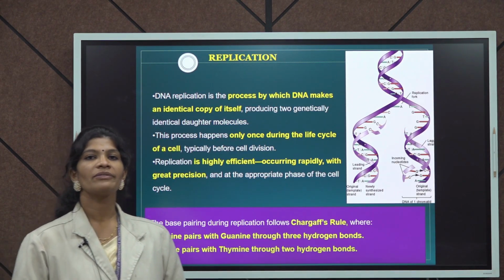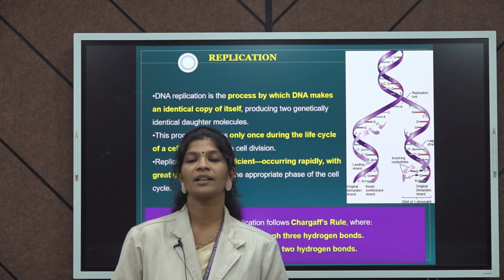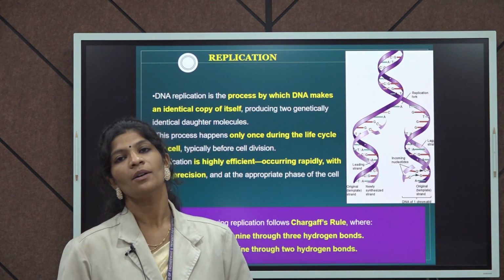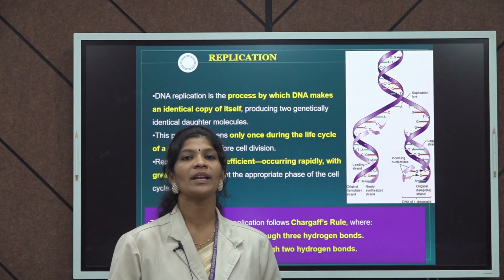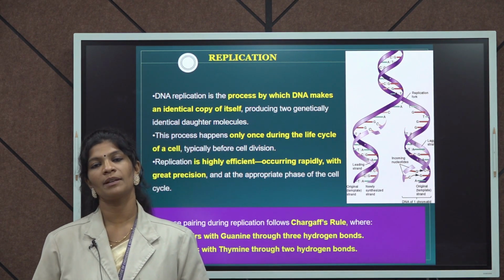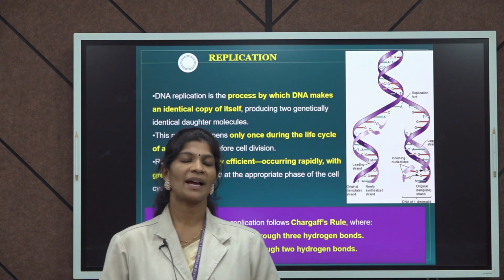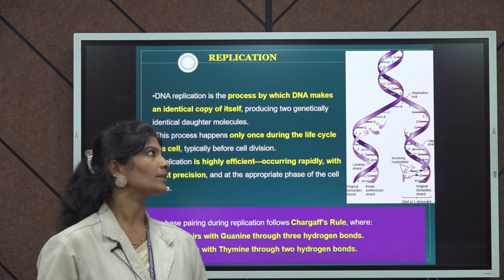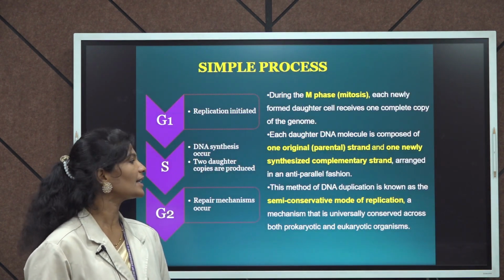The basis of DNA replication in eukaryotes follows Chargaff's law, which states that adenine always pairs with thymine with a double bond and guanine always pairs with cytosine with a triple bond. And it is a very simple process.